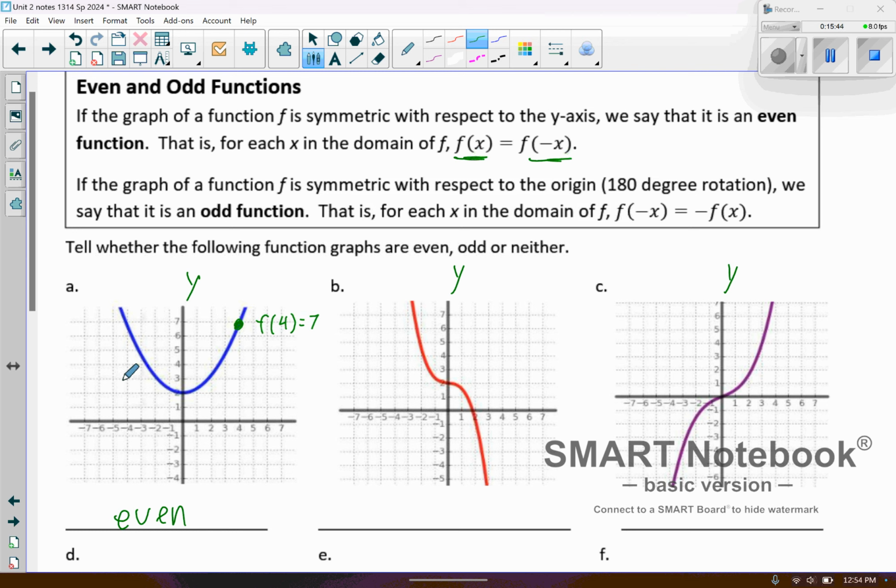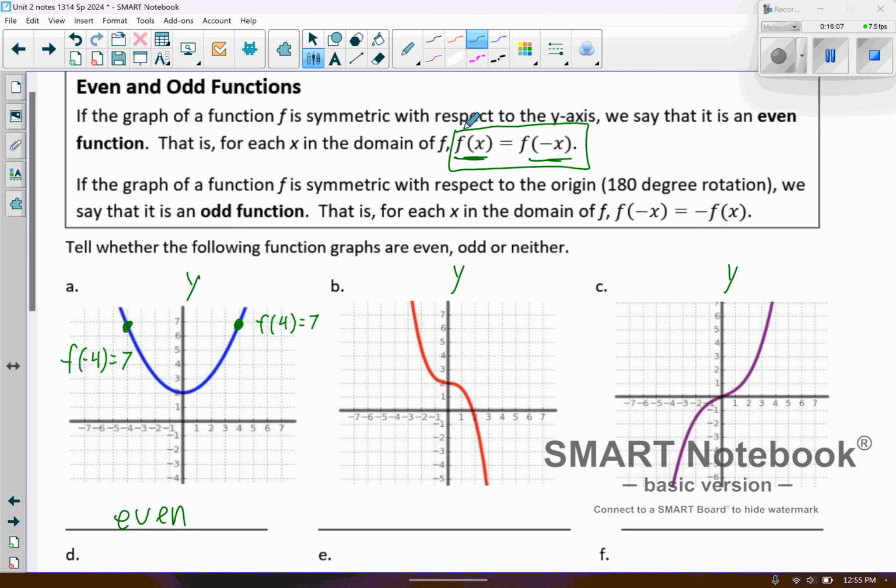Well, if you look over here, if I plug in negative 4, I also get the same result. So f of negative 4, I also get 7 back. And that's true for all the points. So for 1 and negative 1, 2 and negative 2, and so on. But if you can establish this, you've actually proven it for the whole function. And we'll do that in a minute below.